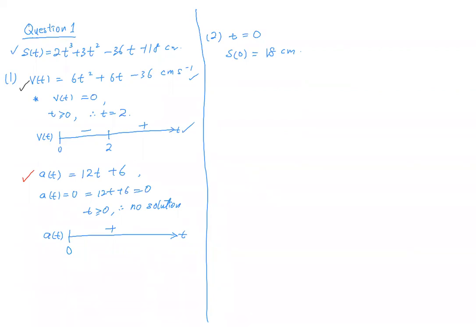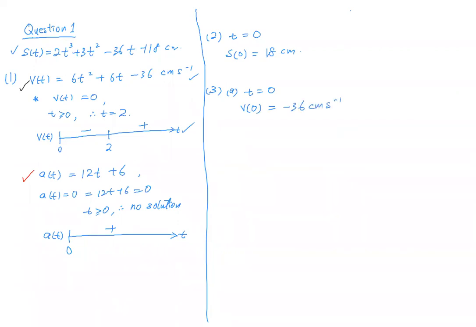So then we go to part 3. Part 3 says find the initial velocity. So initial, t equal to 0. So which one should I sub into? Initial velocity. VT, the black. Thank you. Yes, you are right. So that is negative 36 cm per second.